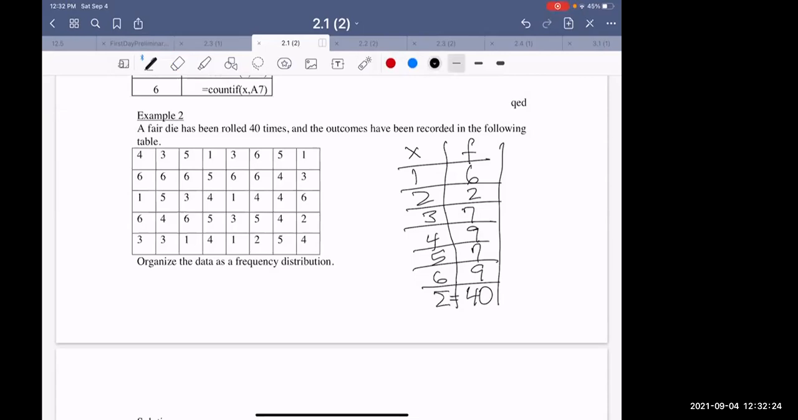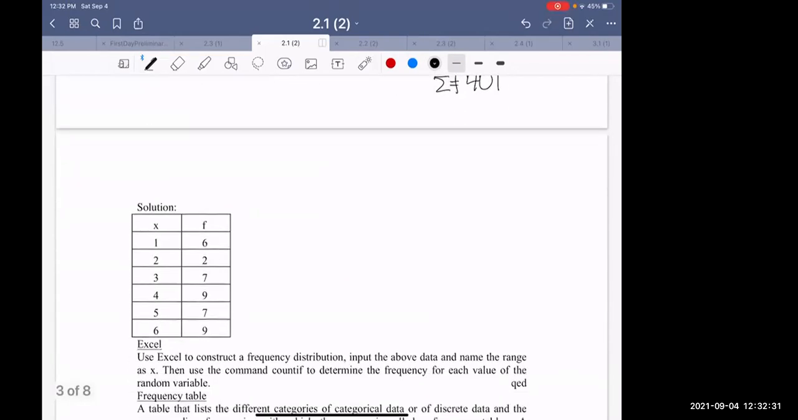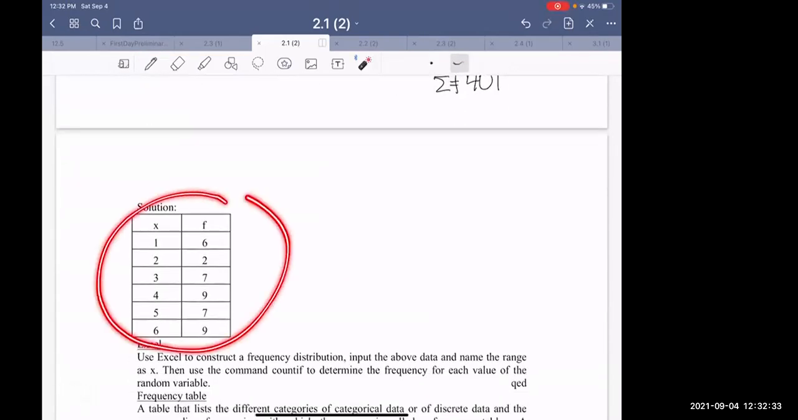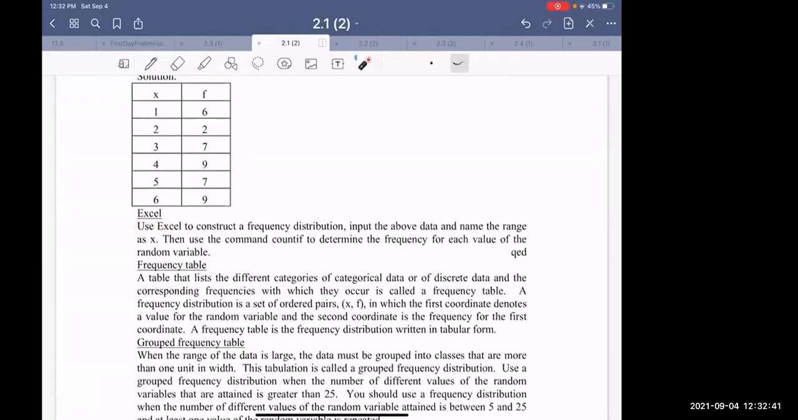You just go in a systematic fashion and count up everything. So my frequency distribution looks like this. Of course, you could also just have done Excel. It would have been just as easy.